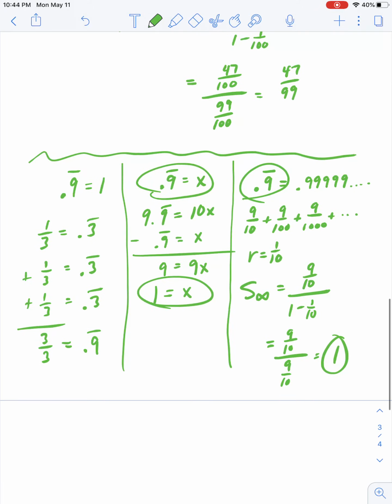So there you go. That's a fun way to finish out the year of notes. Yet another fun way to prove that 0.9 repeating is indeed 1. So boggle your family's minds with that. That's fun stuff. That's cool math.